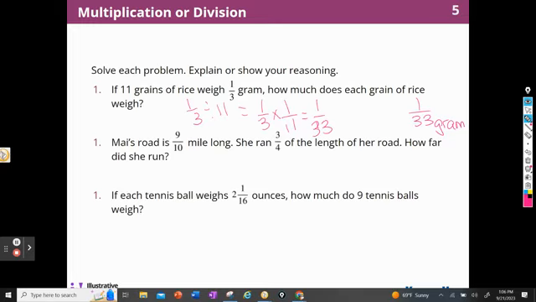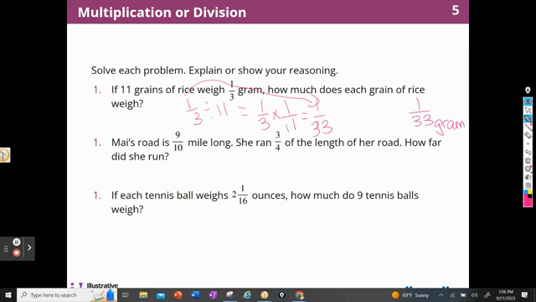And that makes sense because if they all weigh 1/3 of a gram, then I know that whatever they weigh in the end, each grain is going to be less than that. It's going to be less than that. And I know that when I start with a fraction less than 1, I'm going to end with a fraction less than 1. All right, let's look at the next one.